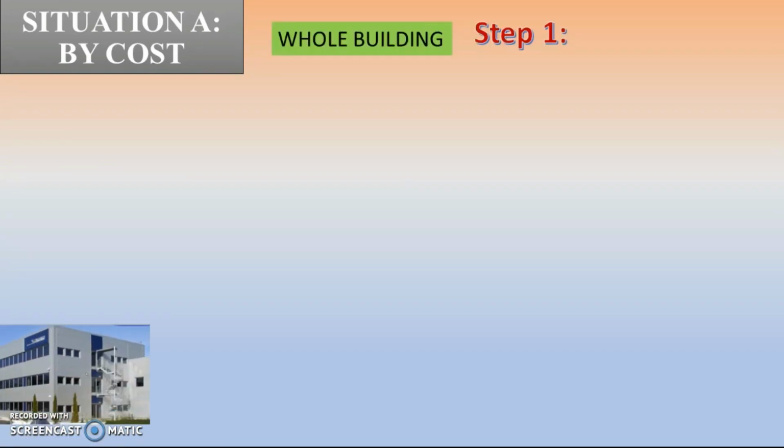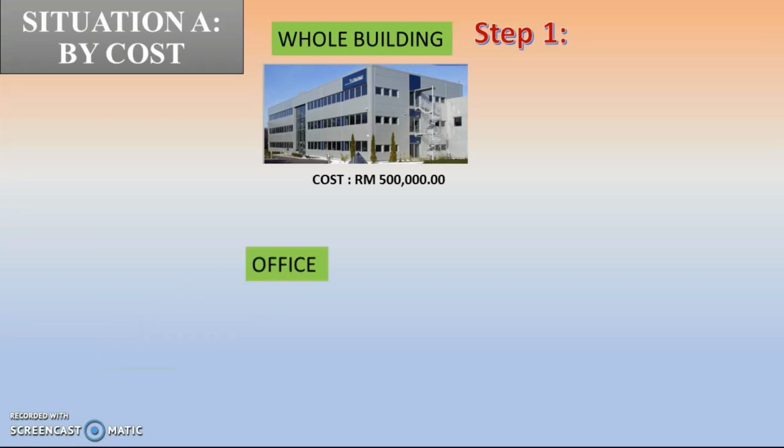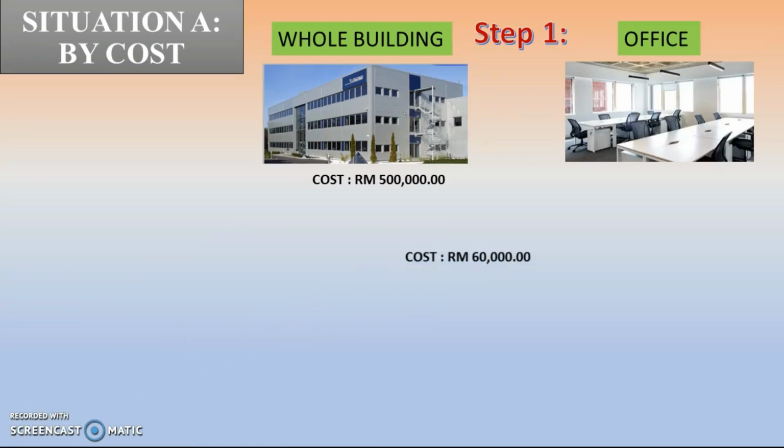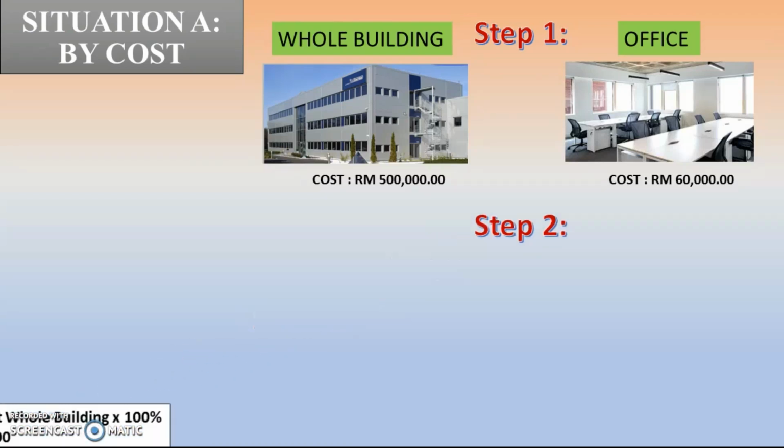So let's have a look at an example. I give you situation A, calculate by cost. So you must use these steps. Step 1, you must get to know how much is the cost of construction for the whole building and how much is the cost of construction for the office. In this case, the cost of the whole building is 500,000 and the office is 60,000.